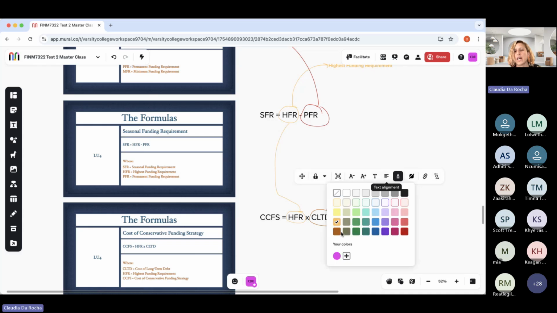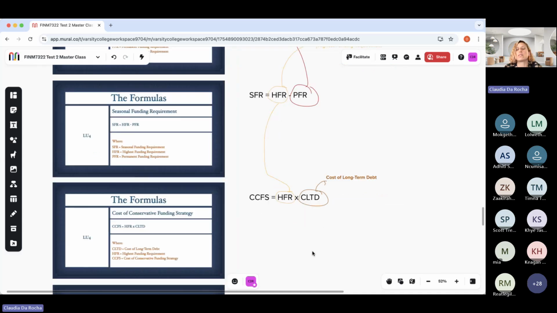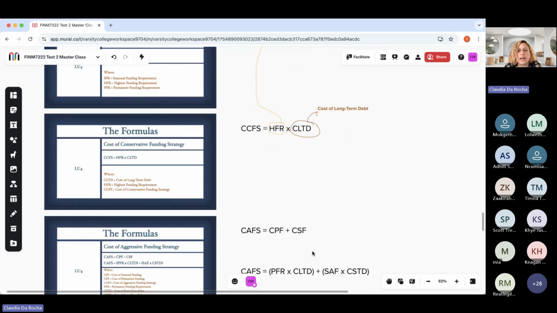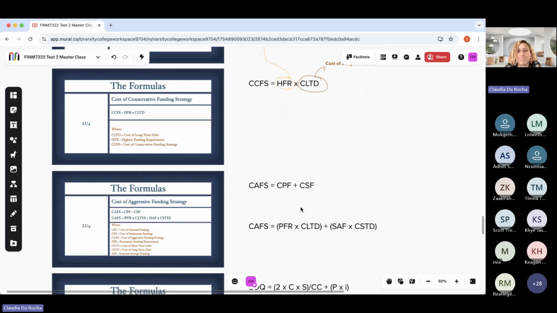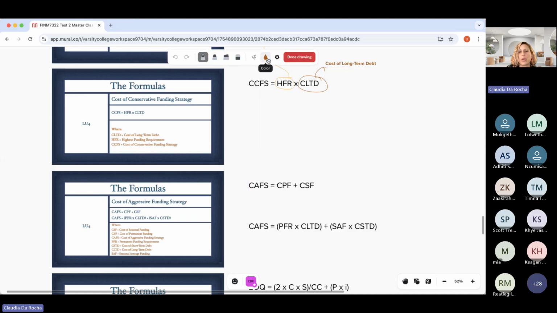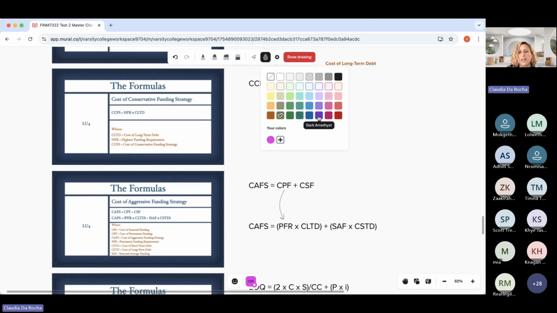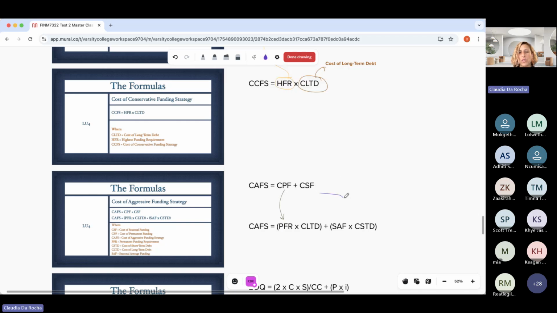I'm trying to use darker colors because these lighter ones are quite hard to see. Then we have our cost of aggressive funding, which is our cost of permanent funding plus our cost of seasonal funding. And then in essence, I've broken down the formula here. So this is for that formula. And then this one is for this formula.